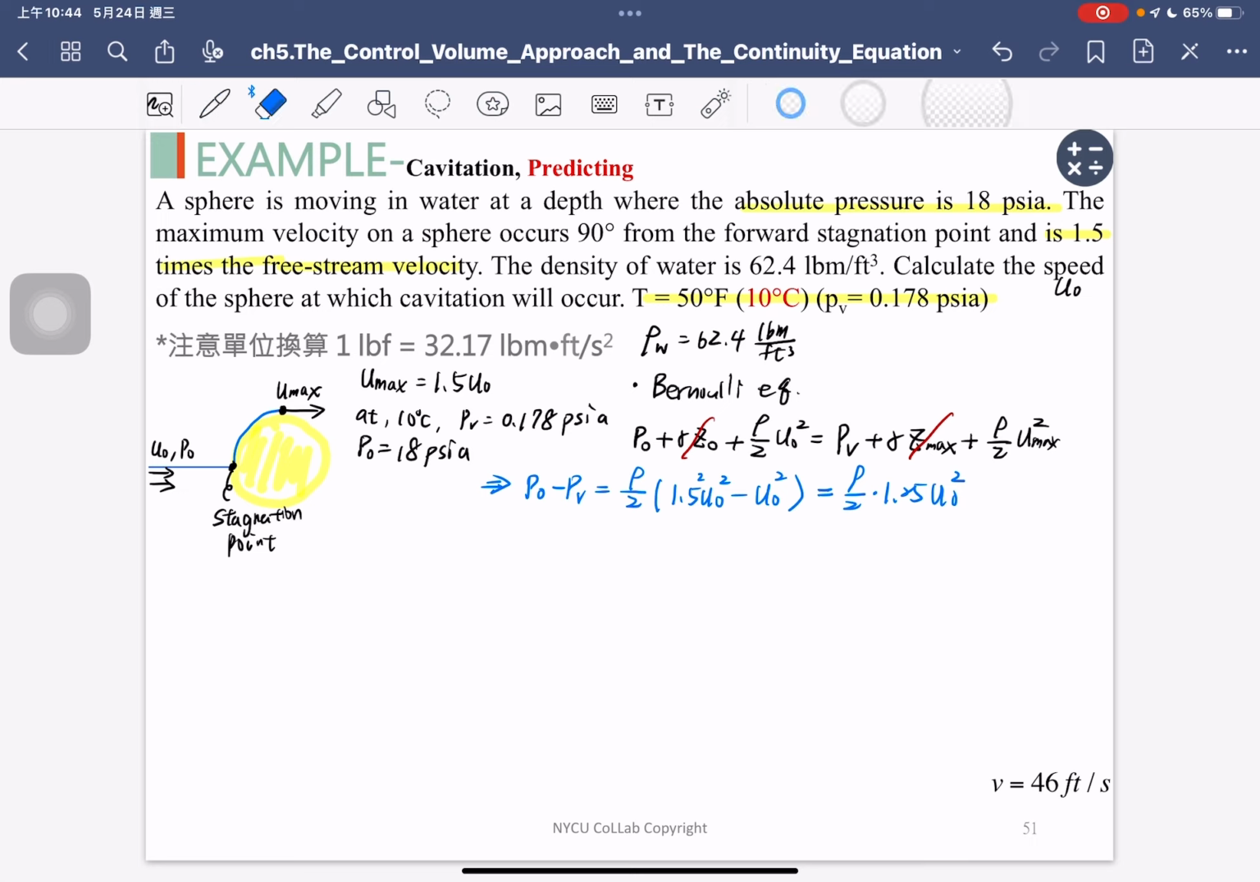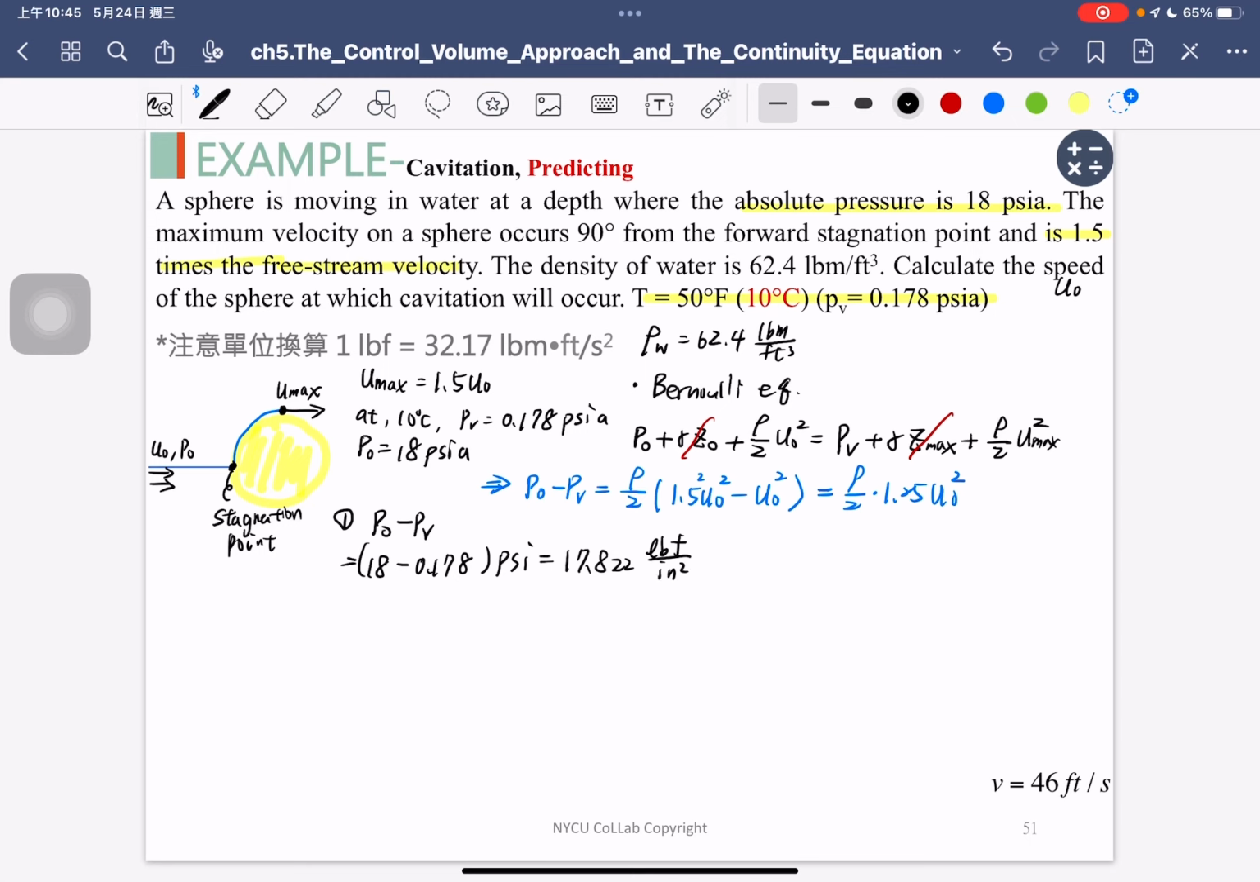Okay, so I first calculate the pressure difference. So P0 minus PV, the left hand side, will equal 18 PSI minus 0.178. The unit in here is PSI. And if you remember, I have said the PSI is 17.822, and the PSI is the pound force per inch square.